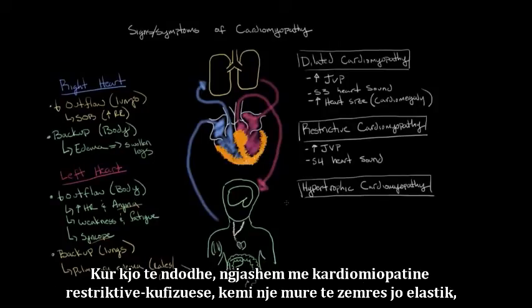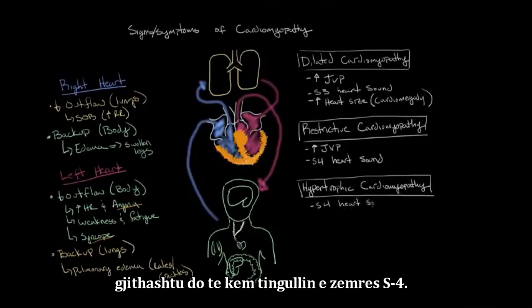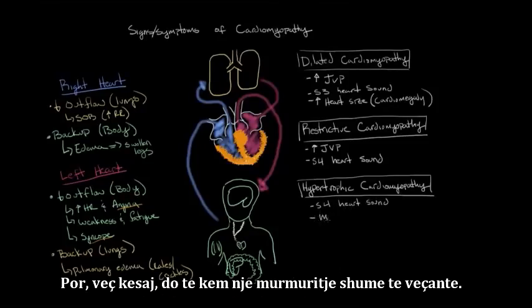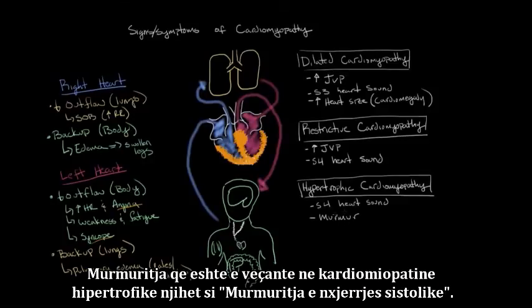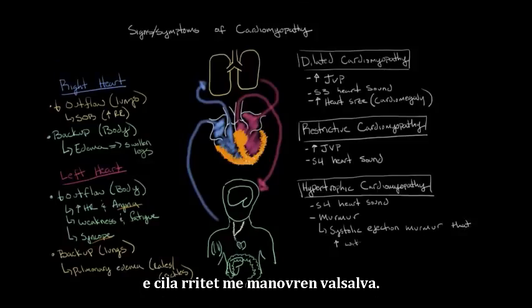And so when this happens, similar to restrictive cardiomyopathy, because you have this non-stretchy heart wall, you also get that S4 heart sound. But in addition, you get a very characteristic murmur. And a murmur is a sound that happens in the heart from turbulent blood flow. The murmur that's very specific to hypertrophic cardiomyopathy is known as a systolic ejection murmur that increases with the Valsalva maneuver. But what does this all mean?